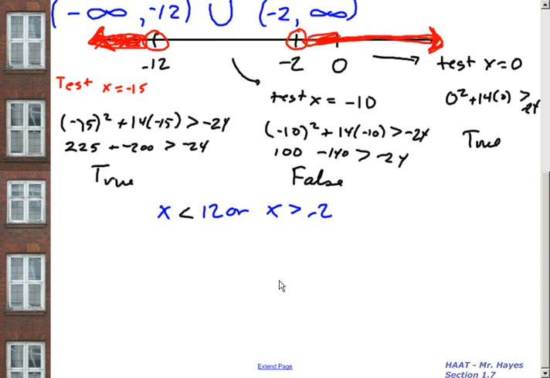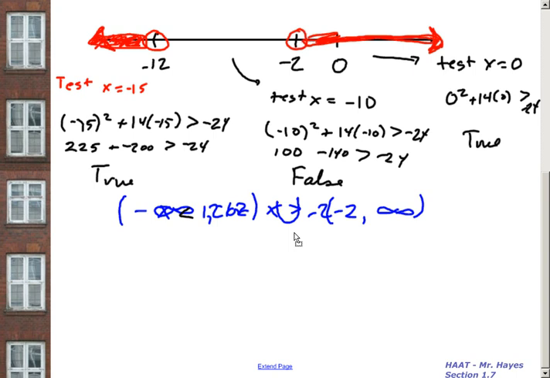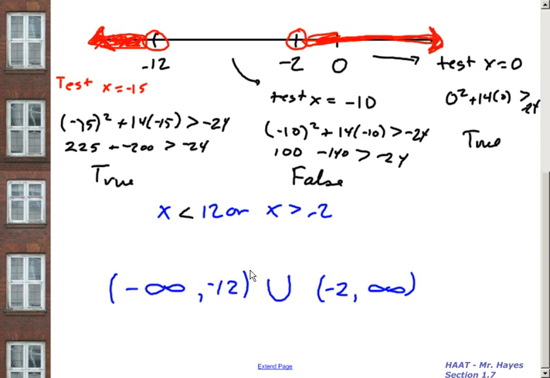Couple of reminders. Remember that when you're doing this, parentheses mean that the number that is closest to the parentheses, in this case the negative 12, the numbers go up to, but do not include that negative 12. If it was a hard bracket like this, then that would be including it.